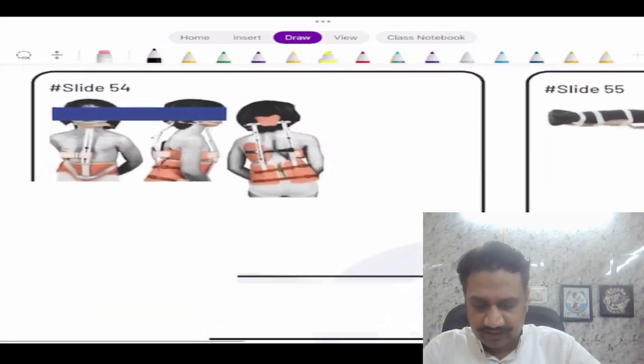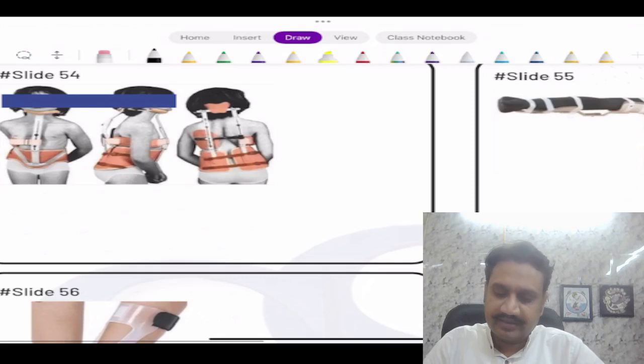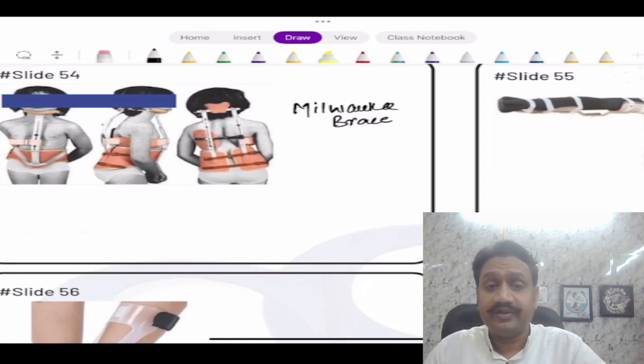Then we have another splint. Oh, I've shown you already. This is just a repeat of the previous one. We have already mentioned that this is Milwaukee brace. Why we use it? It is for the scoliotic curve. We have discussed that one.